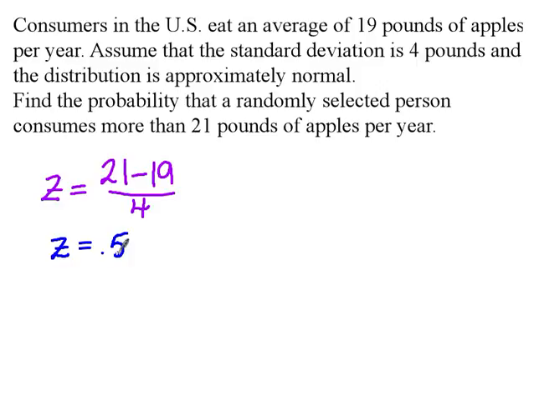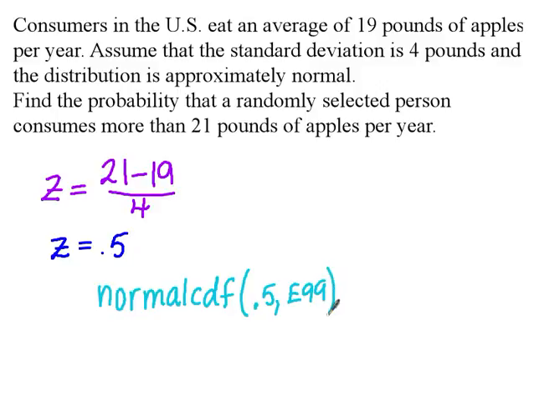Now notice this says more than 21 pounds. So when I do more than 21 pounds, what's that going to affect on my normal CDF? Right, what I'm going to do is I'm going to do 0.5 to E99. 0.3085, so 30%. If you randomly select somebody, you've got a 30% chance that they're going to eat more than 21 pounds of apples a year.